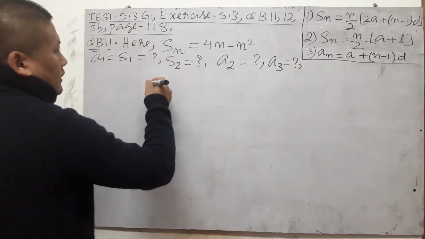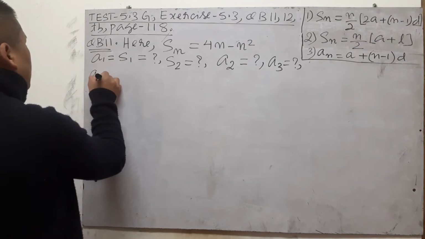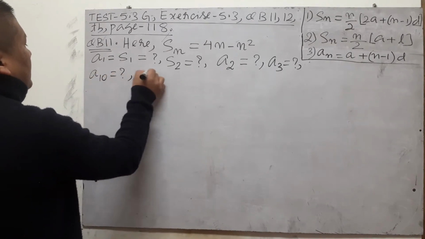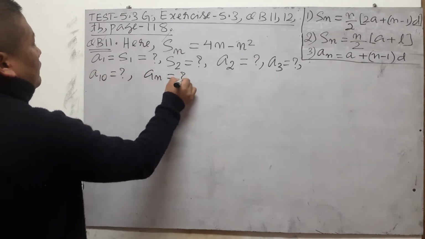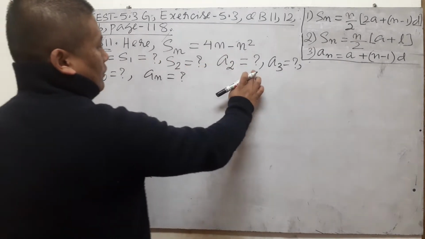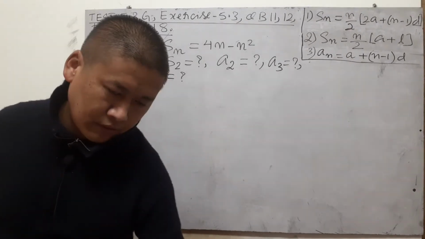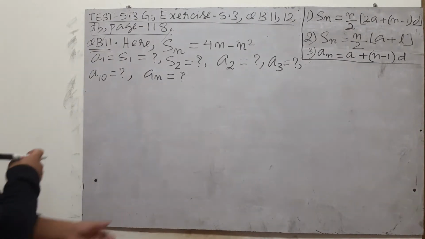then we have to find the 10th and the nth term. So A10 is the 10th term, and the nth term. So these are the things that we need to find out. All these question marks: A1, S2, A2, A3, A10, and An. That's what the question is saying. So let us start with the first one.